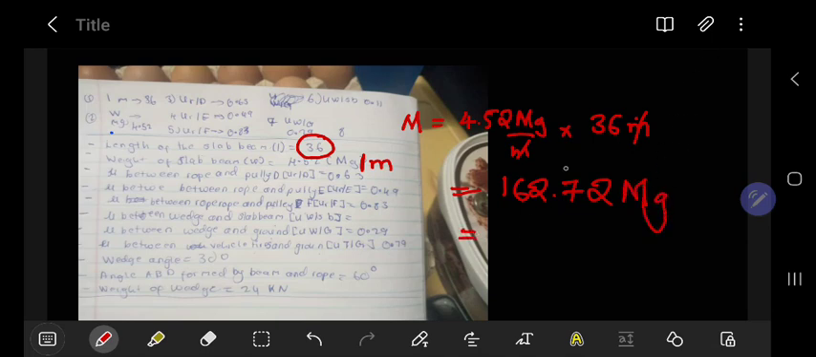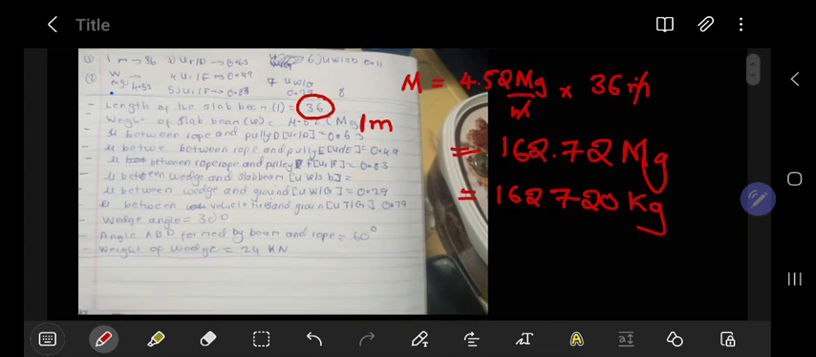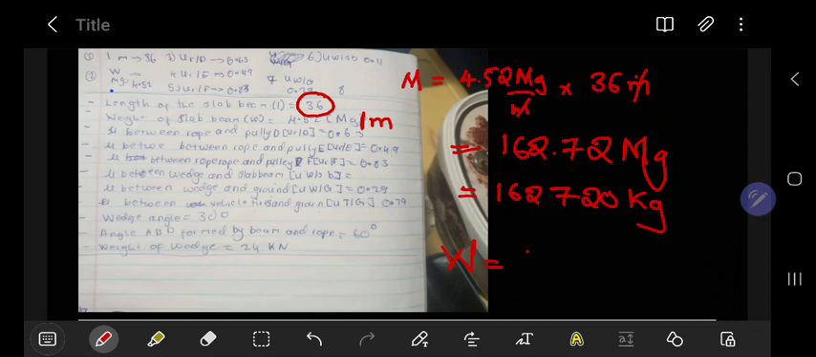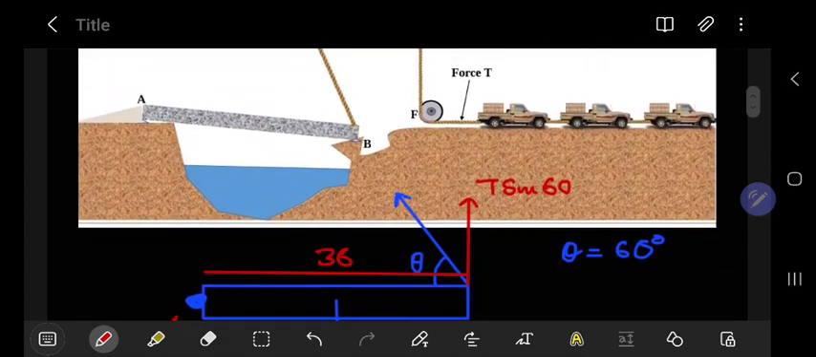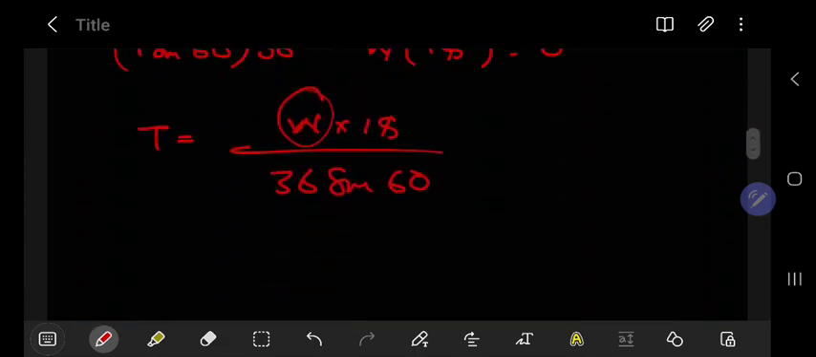Converting this to kgs, we end up with 162,720 kgs, and eventually we multiply this by 9.8 to get the weight. We get the weight as 1,594,656 newtons. Of course, we want this in kilonewtons, so the decimal point moves somewhere there. We get 1594.656 kilonewtons. So this is what will bring this side, so that now we can easily calculate what our tension is.